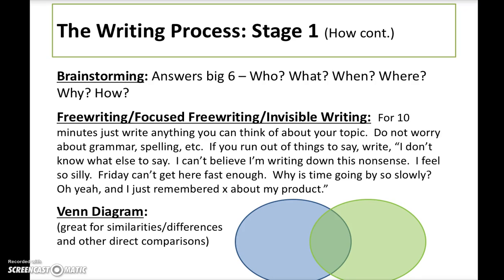Another strategy you can use, which can be especially helpful when you are working on a comparison-contrast relationship, is the Venn diagram. A Venn diagram is simply two or more overlapping circles that allow you to identify the similarities and differences between two or more items or ideas. Simply write the similarities in the shared space and the differences in the outside spaces, and you can easily see how those ideas are similar and different from each other.